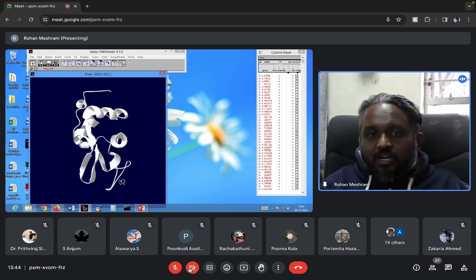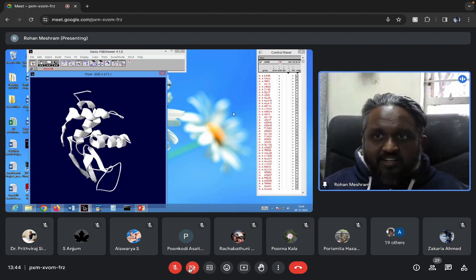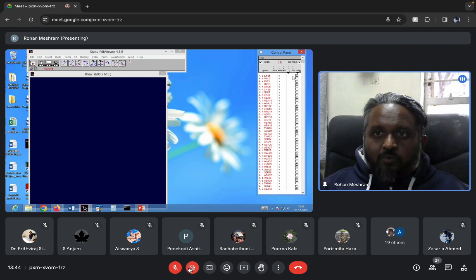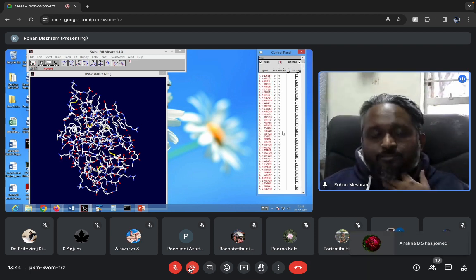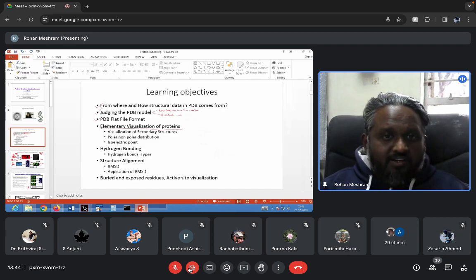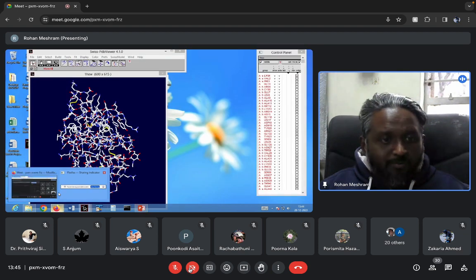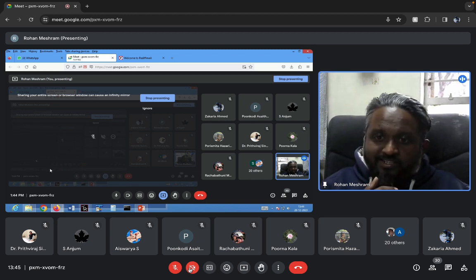Now let us study the secondary structural elements more deeply. How can you study them? Let us try to understand the differences between the secondary structural elements. How do alpha helices differ from beta sheets? Can anyone tell me? Does anyone want to discuss this? What is the basic difference between an alpha helix and a beta sheet?